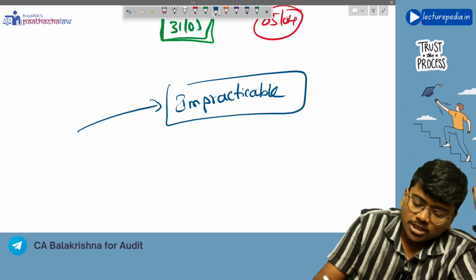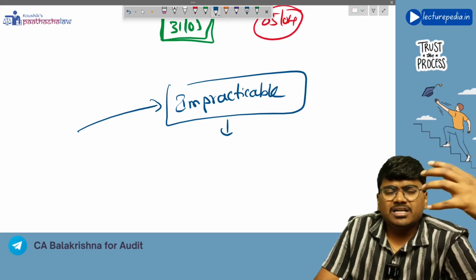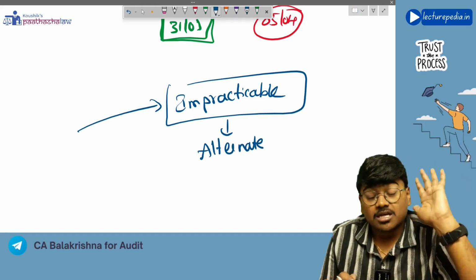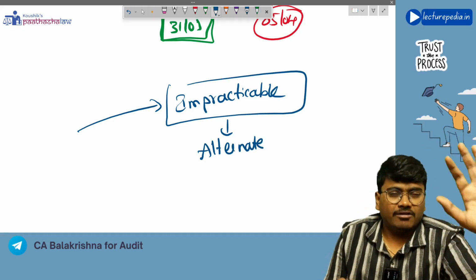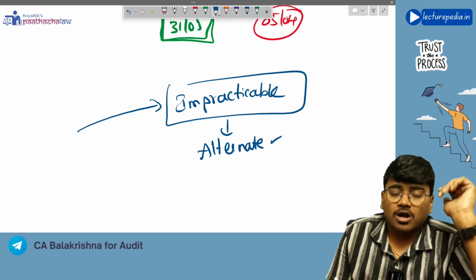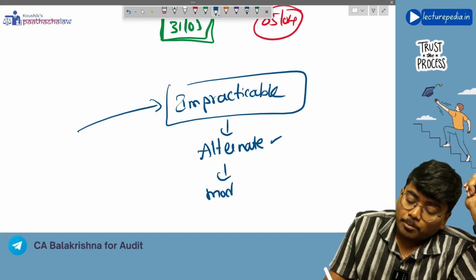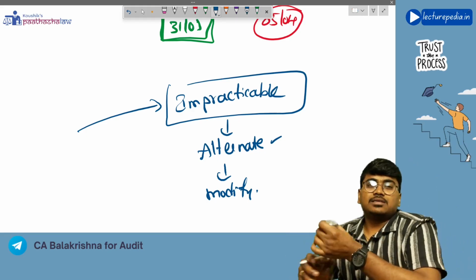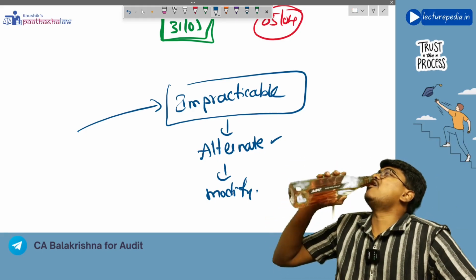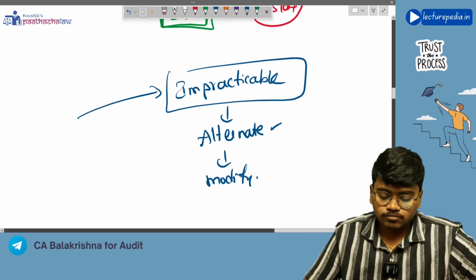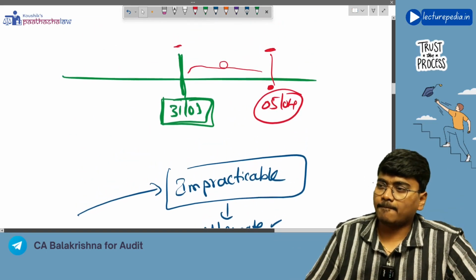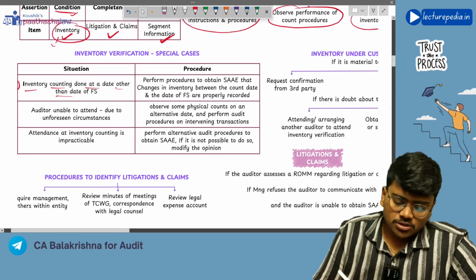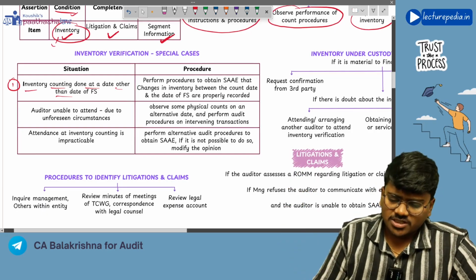Then what you will do is see whether you can obtain audit evidence with respect to inventory by performing alternate audit procedures. If I am not able to obtain the evidence even by performing alternate audit procedures, you will modify your opinion. Understanding? Yes, these are the three special situations. The same three special situations you'll find here.